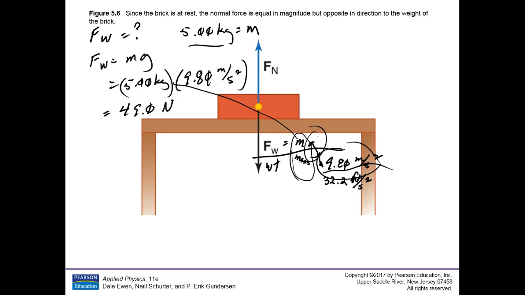Newton, exactly. A kilogram meter per second squared is a Newton. The SI unit for weight or force is Newton. 49 newtons. Okay? 49.0 newtons. That's 1 kilogram meter per second squared. All right, time for me to erase.